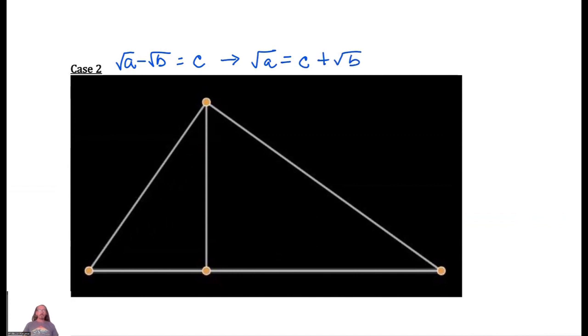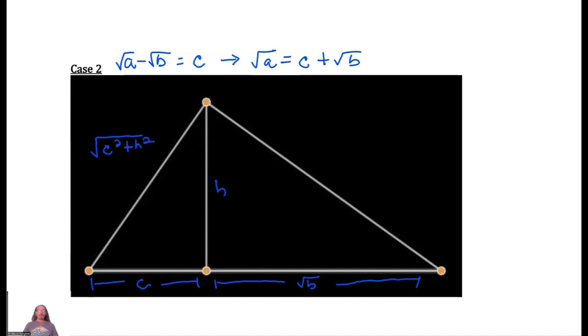So what we're going to have for the length of this base is the C, and the length of this base, that's going to be the square root of B. Solving for height again. So the square root of C squared plus H squared is the length of this hypotenuse.